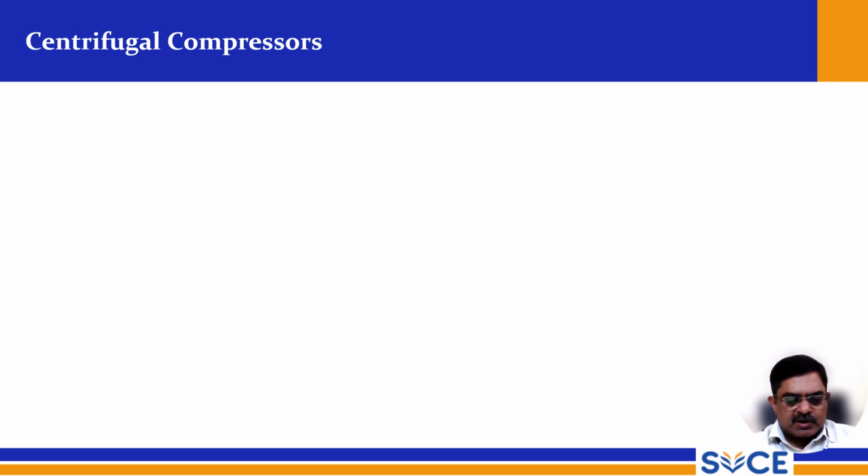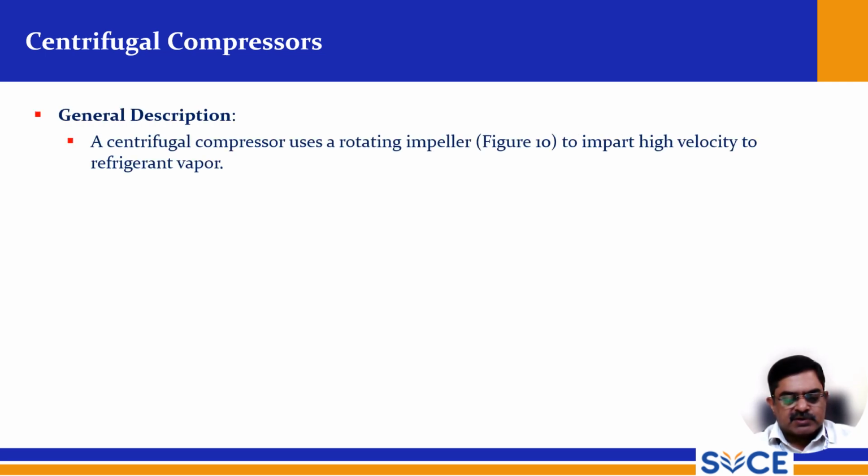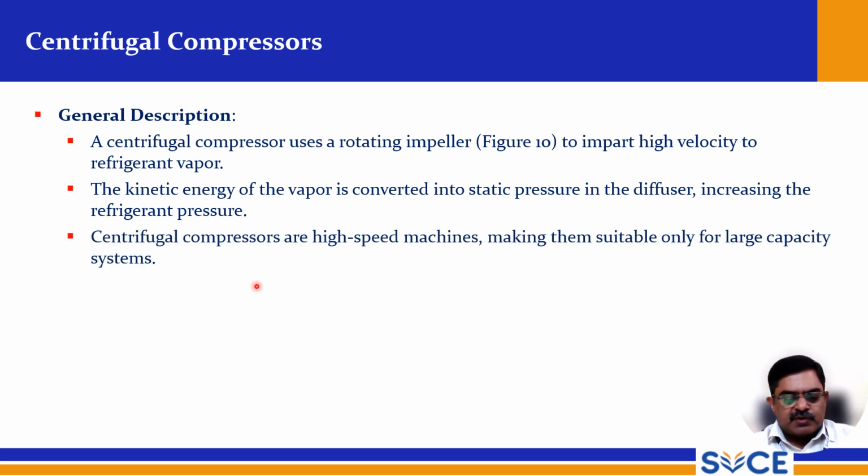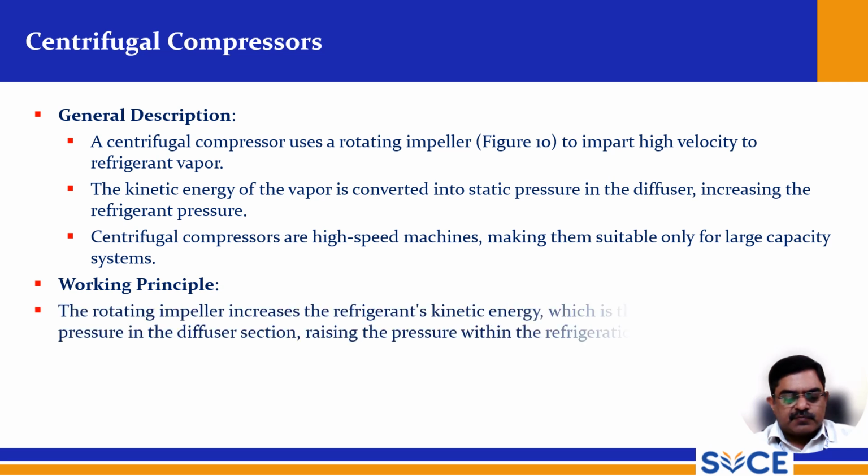So the next one is centrifugal type compressors. Centrifugal type compressors use a rotating impeller, which I will show you in the diagram, to impart a high velocity to refrigerant vapor. The kinetic energy of the vapor is converted into static pressure in the diffuser, increasing the refrigerant pressure. The centrifugal compressors are high speed machines, making them suitable only for large capacity systems. So the working principle of the centrifugal compressor: the rotating impeller increases the refrigerant kinetic energy, which is then converted into static pressure in the diffuser section, raising the pressure within the refrigeration cycle.